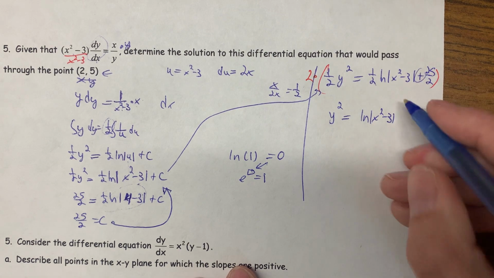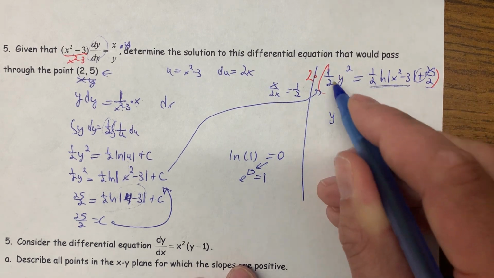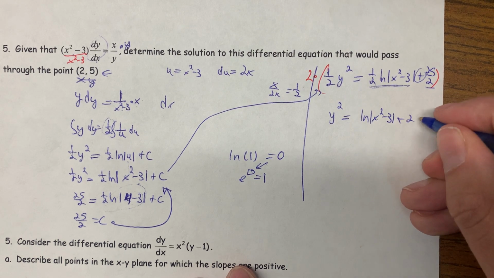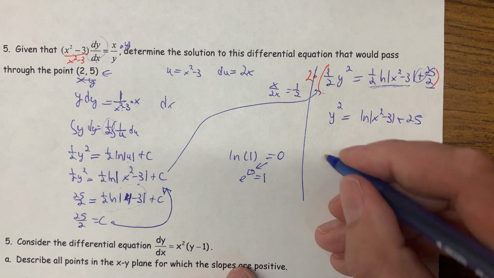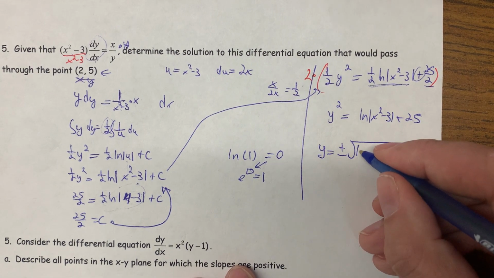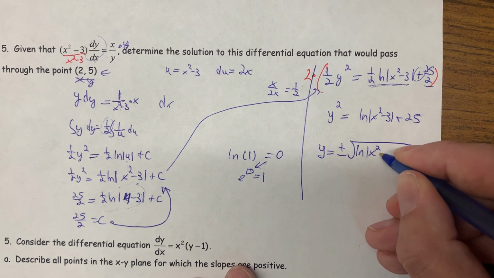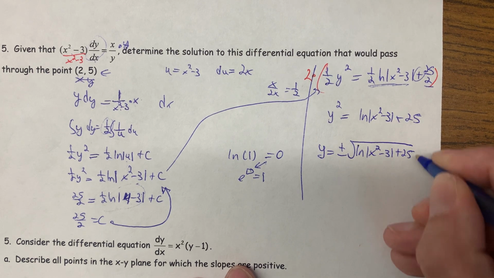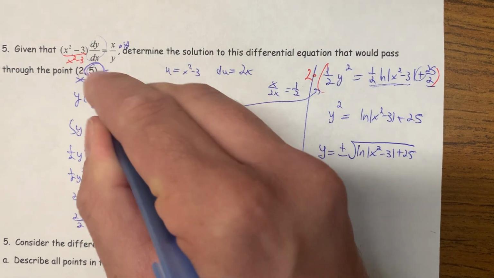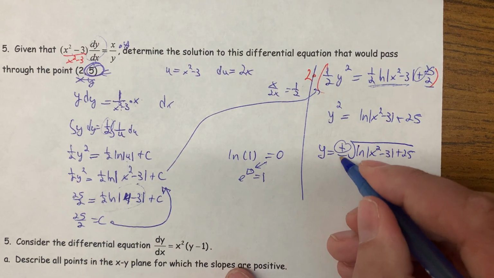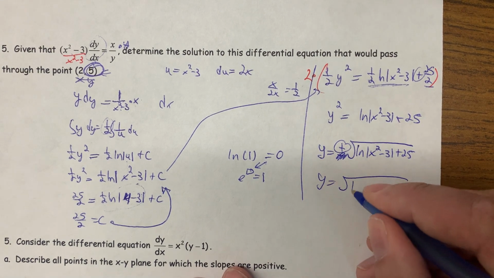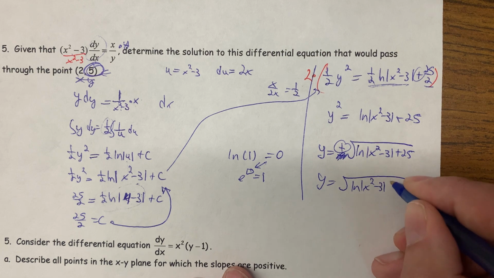Now, this was a binomial. So this is one term, this is one term. They're both getting multiplied by 2. It'll cancel out the 1/2 here, and it'll cancel out the dividing by 2 here, which is nice. Last step, y equals, we have to take square root on both sides, plus or minus square root of natural log, absolute value of x² minus 3, plus 25. And the question is, is it positive or negative? Well, the initial condition, y is positive, and so that's what we're going to have there. So y equals square root of natural log absolute value of x² minus 3 plus 25.